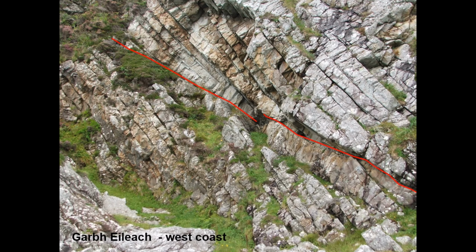Here's a view on the west coast. You can see 2 packages here, and the cross bedding is shown up because of these thin muddy drapes along the foresets, dividing them into sort of decimeter thick packages. But when you look in detail, they're quite complex internally.